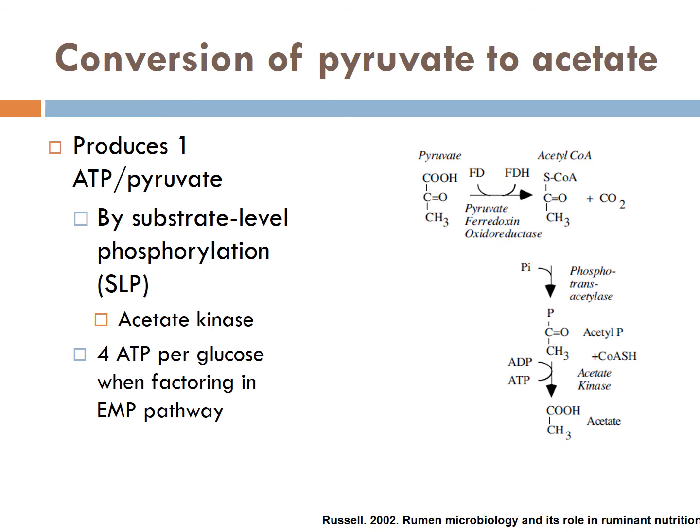The yield of fermentation to acetate is 4 ATP per glucose when factoring in the EMP pathway. The EMP pathway itself yields 2 ATP per glucose. When pyruvate is fermented to acetate, 1 ATP is yielded per pyruvate, which yields a total of 2 ATP per glucose, since glucose yields 2 pyruvate.